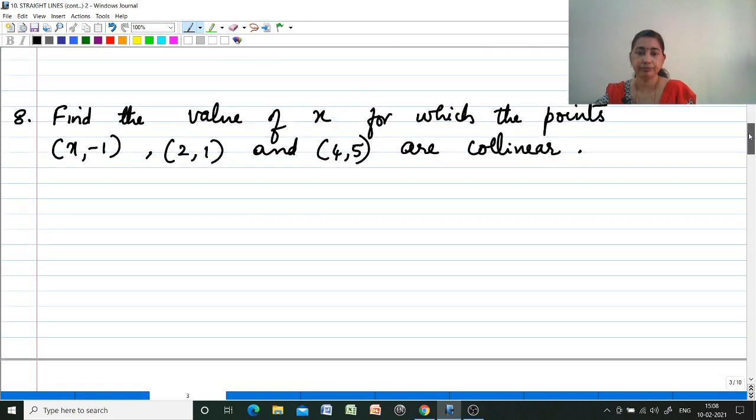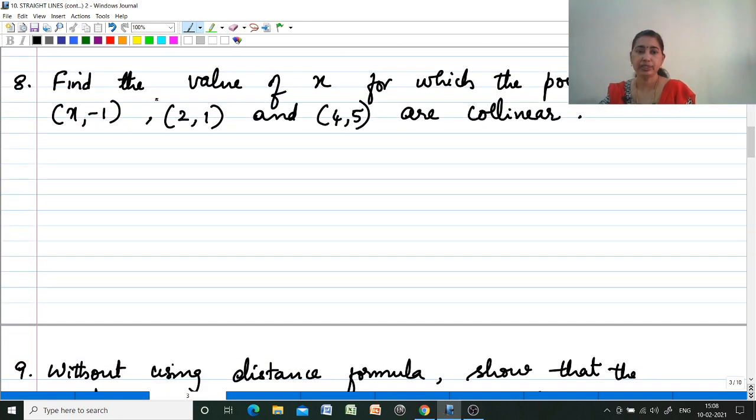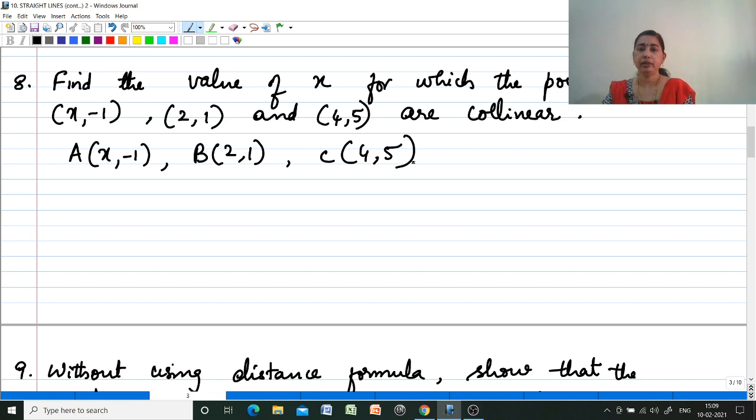Now, the next one: find the value of x for which the points (x, -1), (2, 1) and (4, 5) are collinear. Given that these 3 points are collinear, we have to find the value of x. If these 3 points are collinear, their slopes will be the same. So A is (x, -1), B is (2, 1) and C is (4, 5). We have to find the slope of AB.